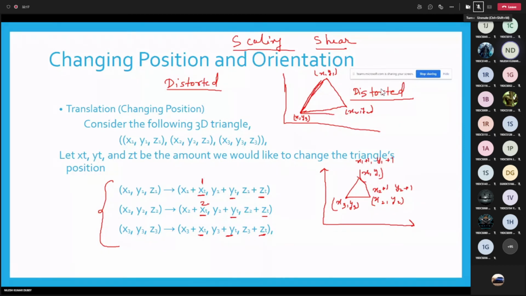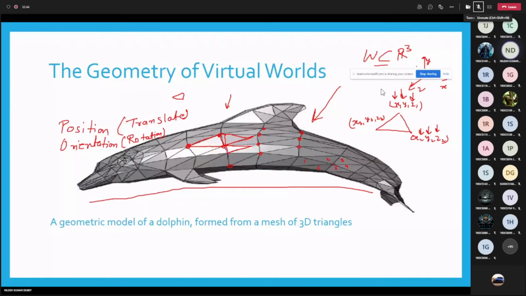And suppose I am to do it for the dolphin. In a dolphin there are multiple triangles, so multiple primitives, and you have to make the change in all of them. Suppose there are 1,000 primitives; in all thousand primitives you have to do the same amount of change. Then the whole object will be considered as a position change. For the dolphin, you have to change every point by the same amount. If you do this, the position of this object will be changed.